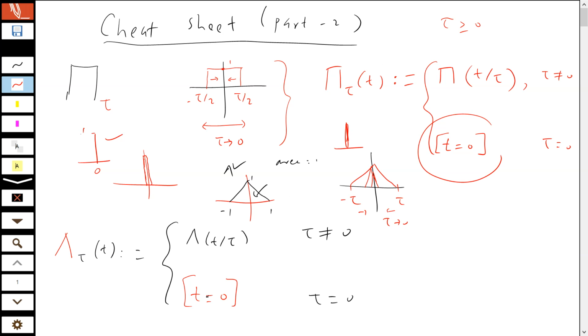So you can easily see that as far as tau equal to 0 is concerned, there is no difference between the triangular function and the rectangular function. They both collapse to this vertical thin strip.